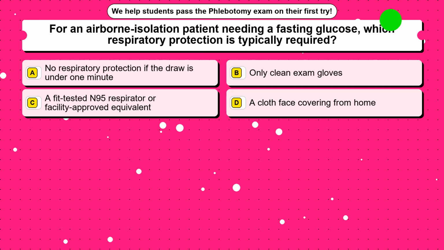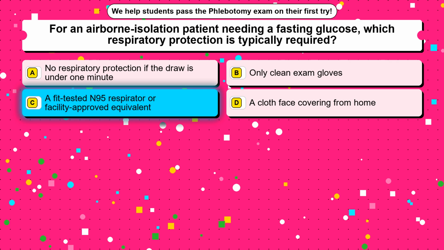Question 10. For an airborne isolation patient needing a fasting glucose, which respiratory protection is typically required? Option A. No respiratory protection if the draw is under 1 minute. Option B. Only clean exam gloves. Option C. A fit-tested N95 respirator or facility-approved equivalent. Option D. A cloth face covering from home. The correct answer is option C.